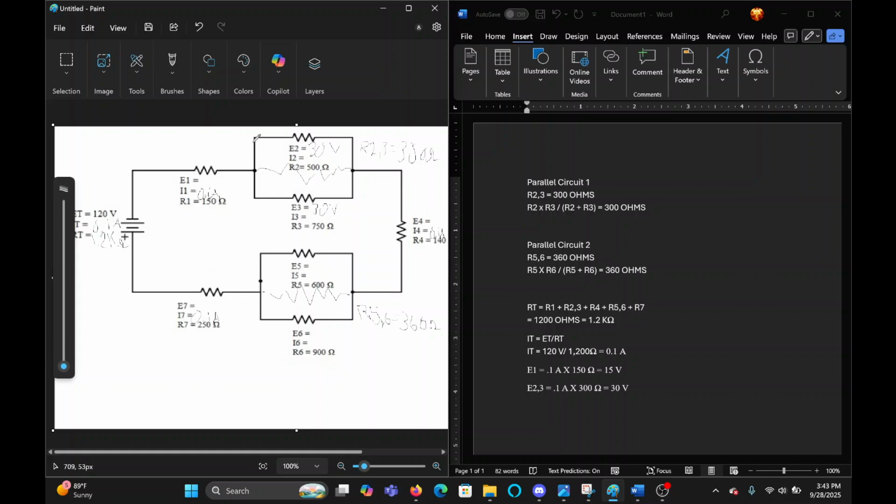Because in a parallel circuit, the voltage right here is equal to each other. Now we can solve for current.